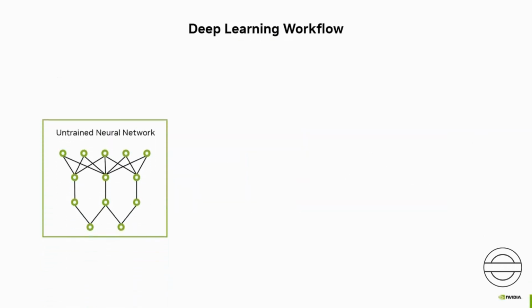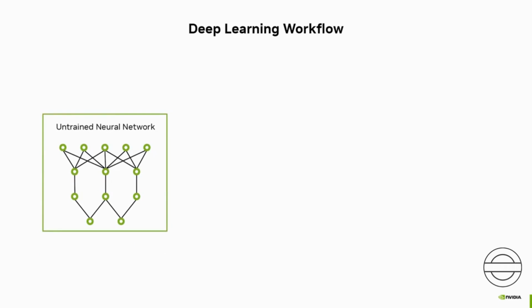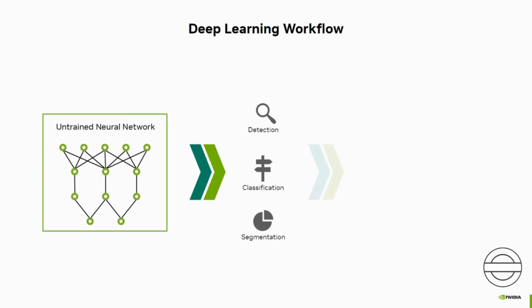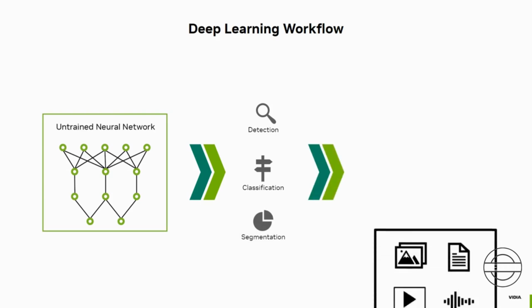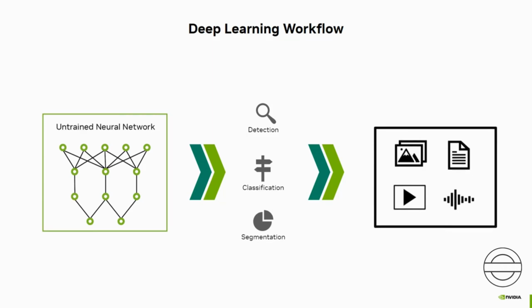The next component that is needed is a deep neural network model. Typically, this will be an untrained neural network designed to perform a general task like detection, classification, or segmentation on a specific type of input data like images, text, audio, or video.